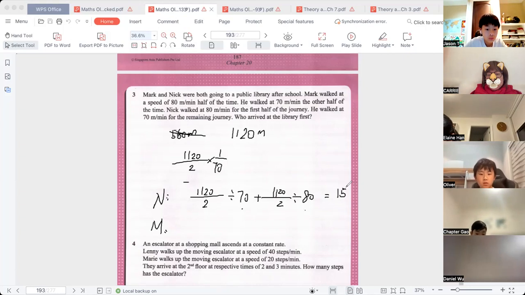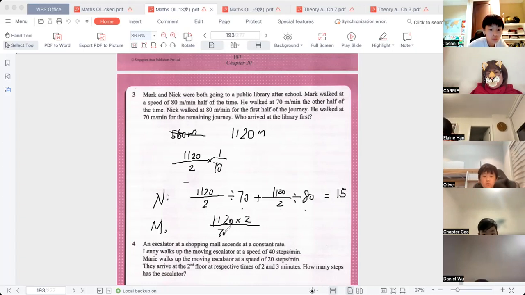So this question is not asking you who exactly arrived at the library at exactly what time, but they said what? Who arrived at the library first? Correct, everybody? Okay, it's very hard to know how much time Mark spends, because Mark spent half of the time at 80 and half of the time at 70, 对不对？我怎么知道他的时间是多少？ But I can just double the distance and divide it by 70 plus 80. Do you understand what I'm doing?